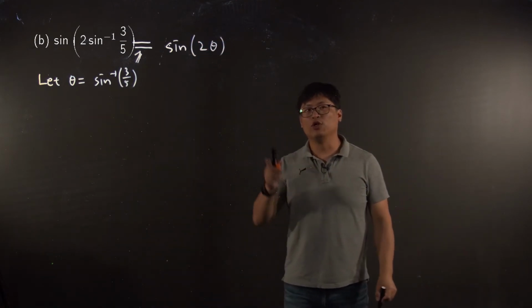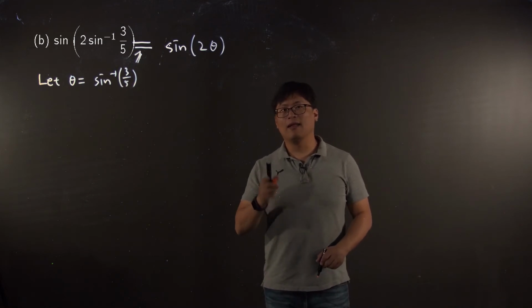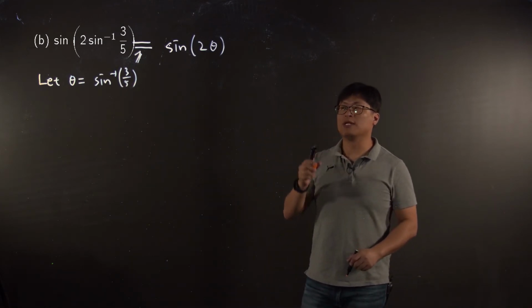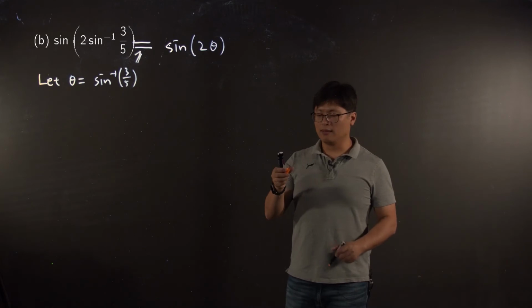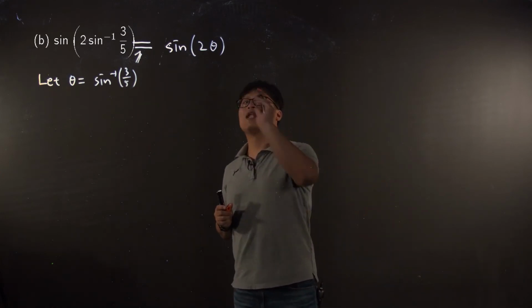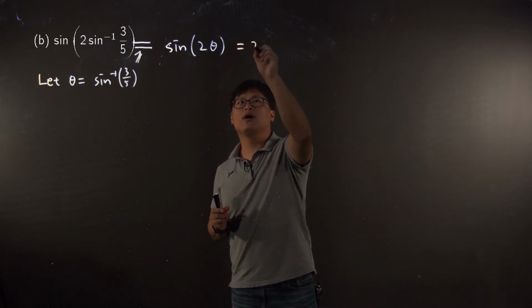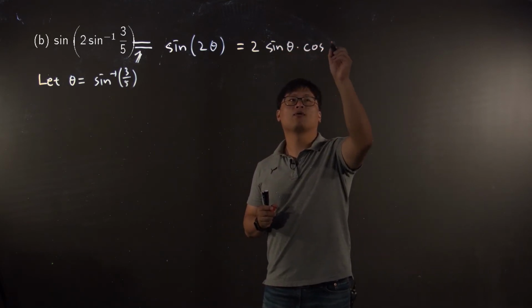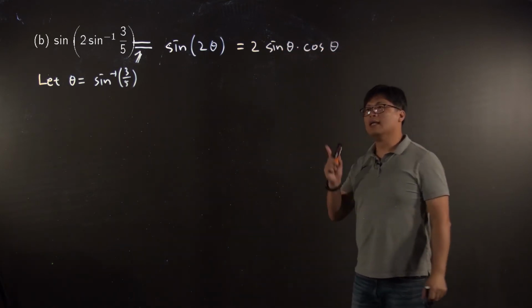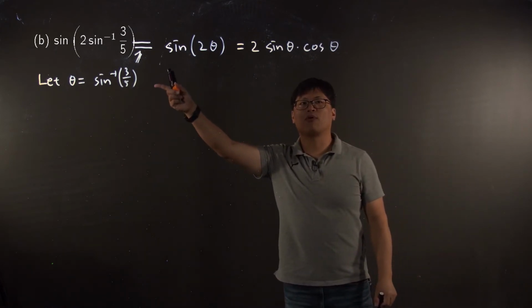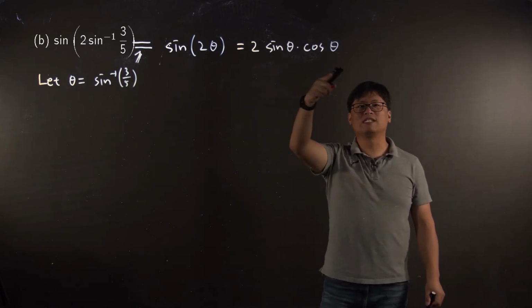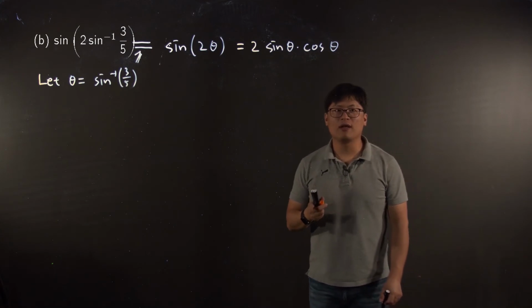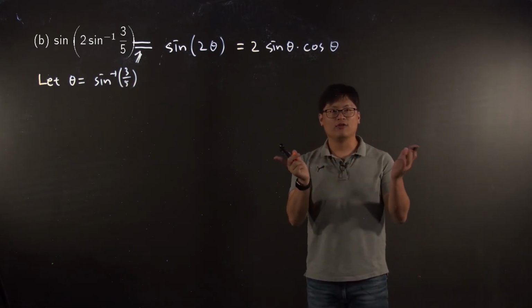Wait a minute. Do you know about sine 2 theta? I would recommend memorizing this one. Sine 2 theta is the double angle formula. It is equal to 2 times sine theta times cosine theta. Now your complicated problem is transformed into this simple form. As long as you figure out sine theta and cosine theta, then you can find the answer.